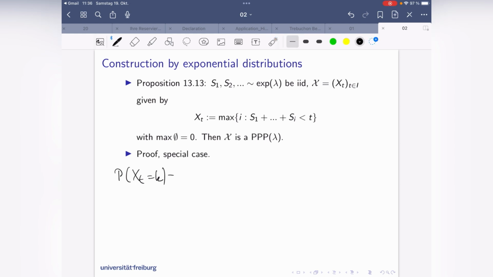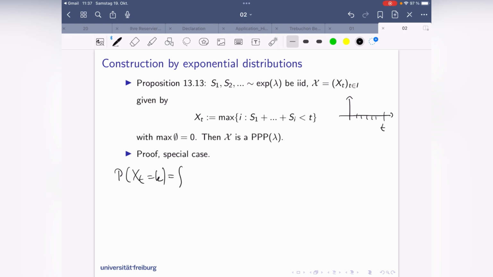So I'm doing this here. What's the probability that Xt equals k using this construction? So what do I need? Here I have my t. I need k points here such that S1 plus S2 and so on plus Sk is smaller than t. And then when I add the k plus first waiting time, it's bigger than t.